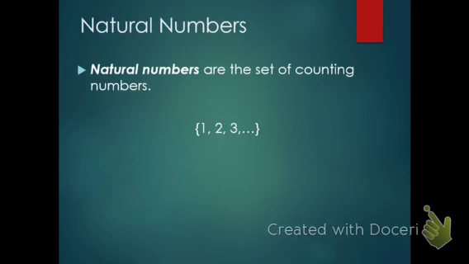Now let's begin with natural numbers. Natural numbers are the set of counting numbers, so basically how you count: 1, 2, 3, 4, 5, and so on. If you notice behind the 5, you see those 3 dots, or 3 periods. That is what we use to show that the numbers continue on infinitely.